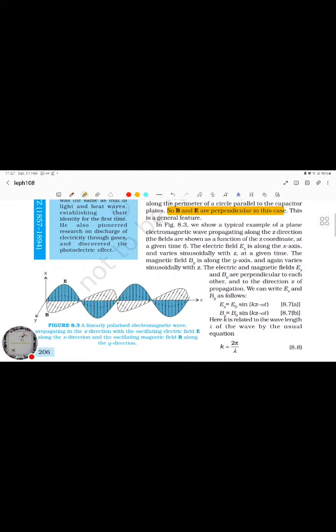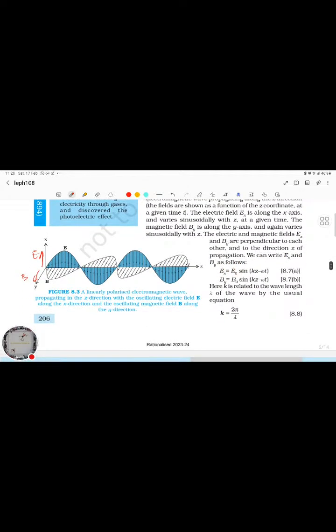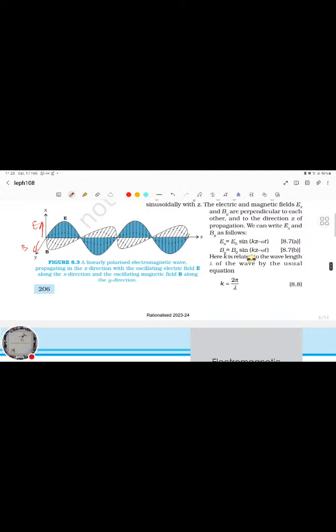The electric field Ex is along the x-axis, so we have the electric field in the x-axis, and the magnetic field is oscillating in the y-axis. It varies sinusoidally; the magnetic field By is along the y-axis and again varies sinusoidally with z. The electric and magnetic fields Ex and By are perpendicular to each other and to the direction z of propagation. We can write Ex equal to E naught sine kz minus omega t, and By equal to B naught sine kz minus omega t. So basically, these are waves which are moving in the same phase.